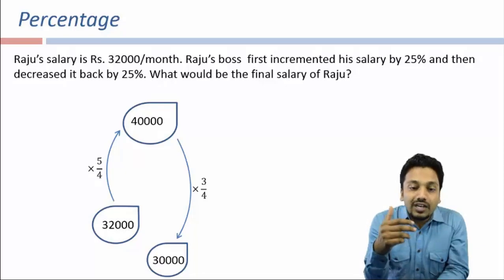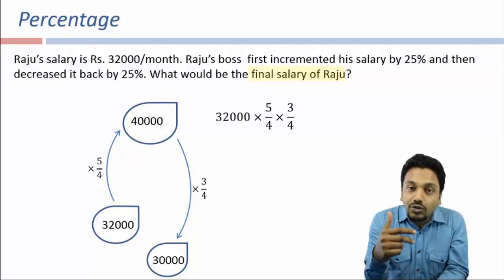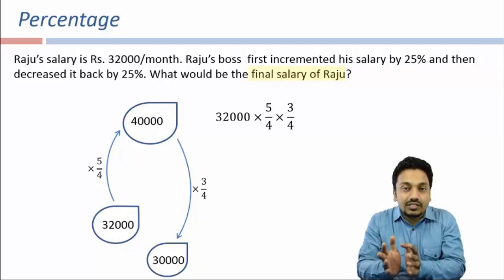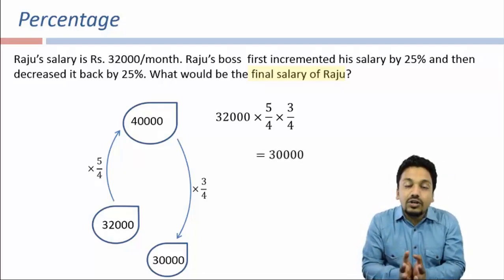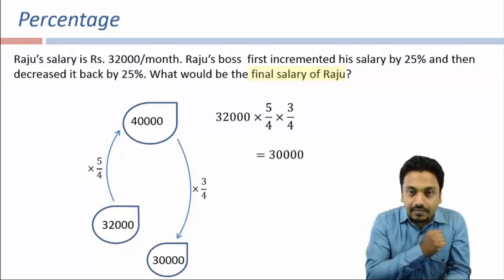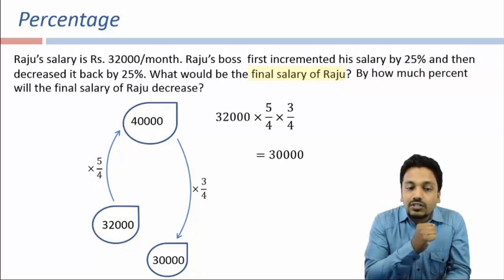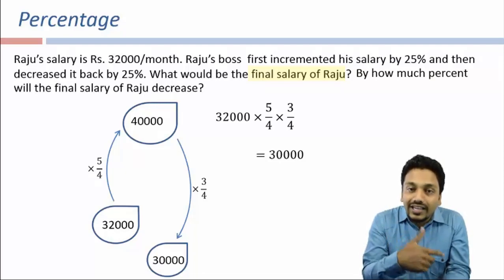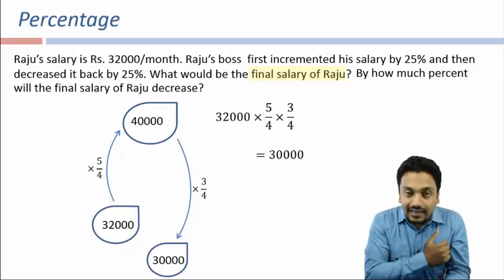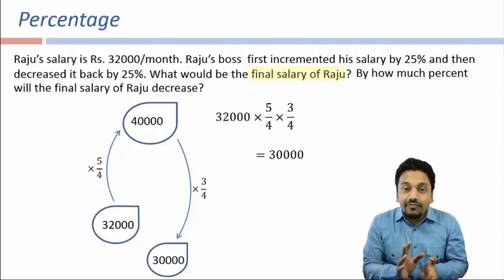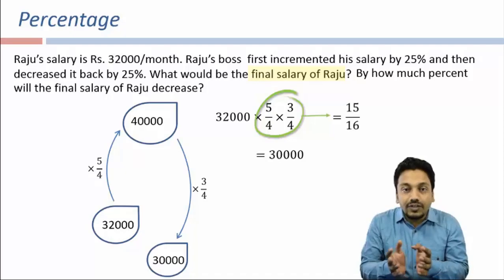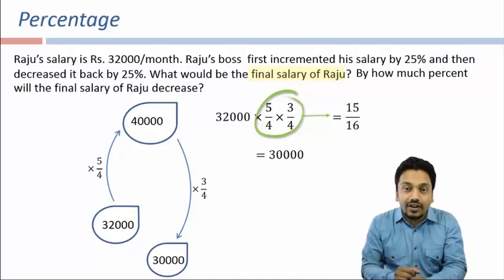Okay, now what have we been asked? The final salary of Raju. So we'll directly multiply 32,000 by 5 by 4 and then by 3 by 4 for each successive percentage change. So this would give us 30,000 as the final salary. Now what if I was asked by how much percent the final salary of Raju will increase or decrease? How will I calculate that? So the overall multiplying factor is 5 by 4 into 3 by 4. That would give me 15 by 16 as the overall multiplying factor.